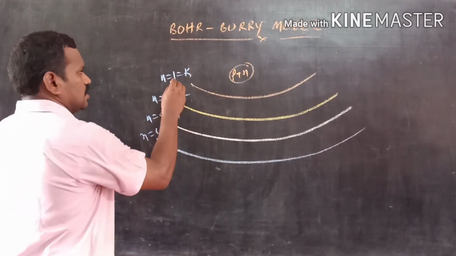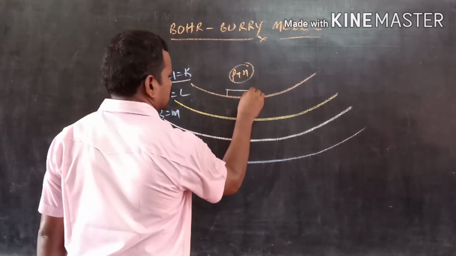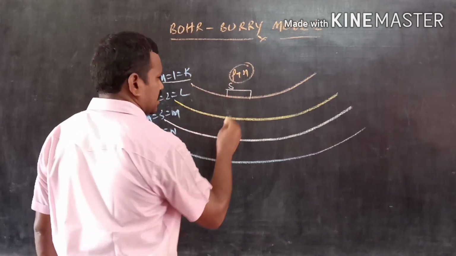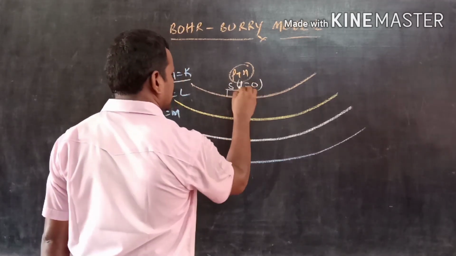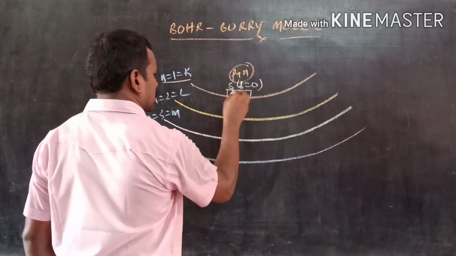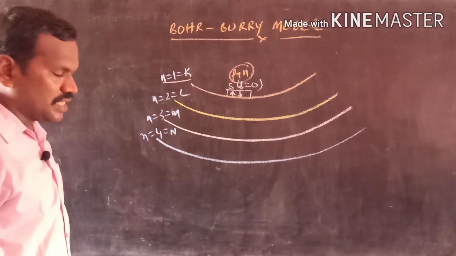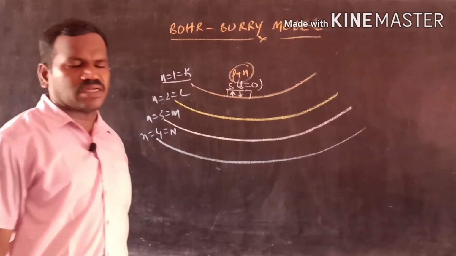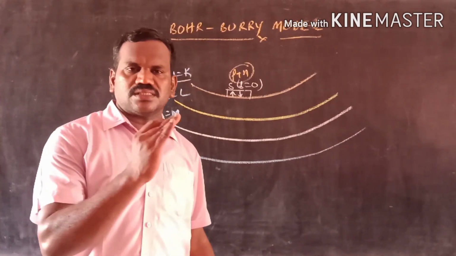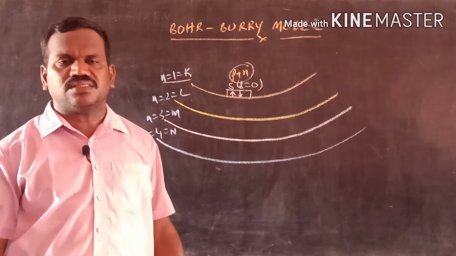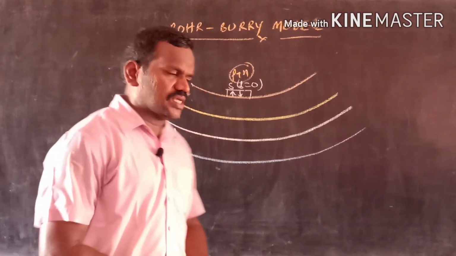Main level 1 has one sublevel, represented by the letter S, whose L value is 0. It accommodates 2 electrons. One electron is in the upward direction, another electron is in the downward direction, that is, in the clockwise direction as well as in the anti-clockwise direction.